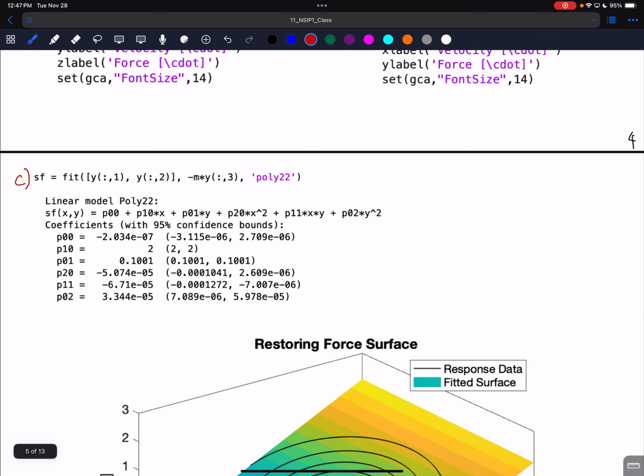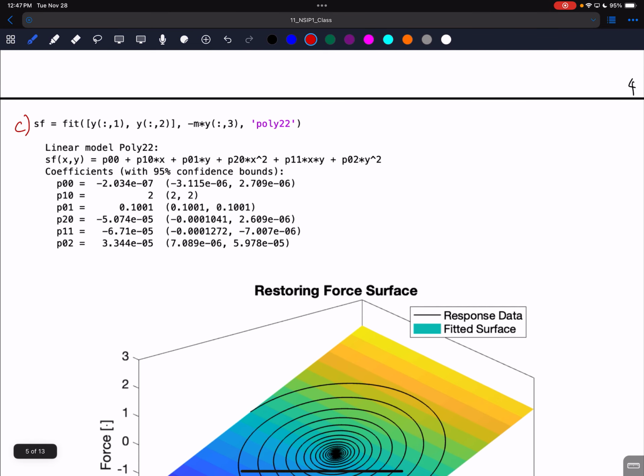Okay, so from here, we're going to just fit a polynomial. We're just using the fit function in MATLAB to fit, in this case, a second order polynomial in both x and x dot. And this method comes out with the following parameters, and I'm just going to comment on each of them. So first, this p00, this one is very small, so we would probably just neglect this.